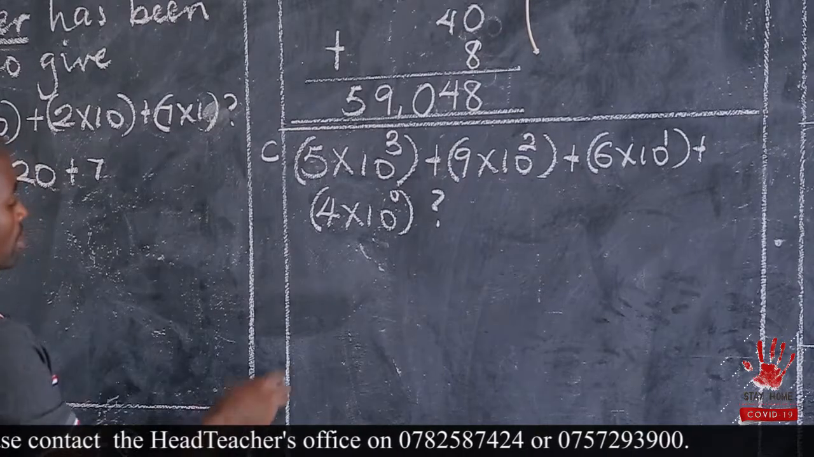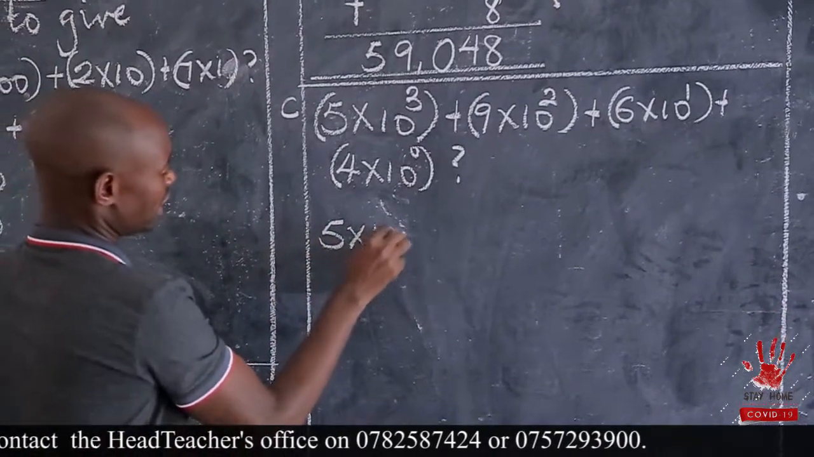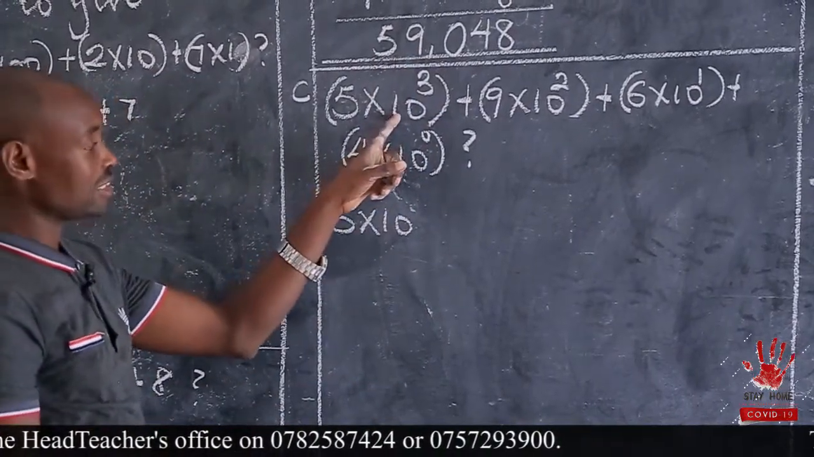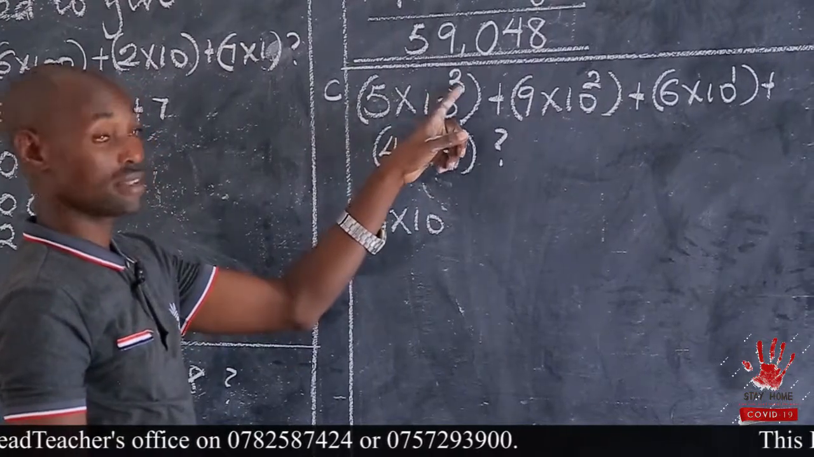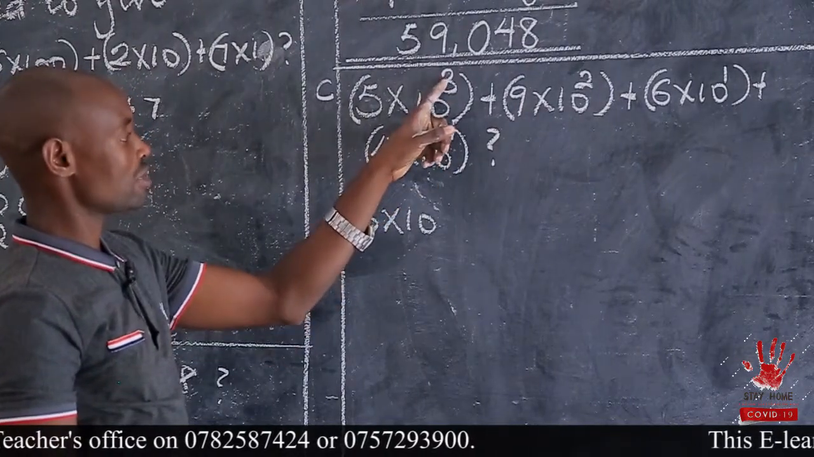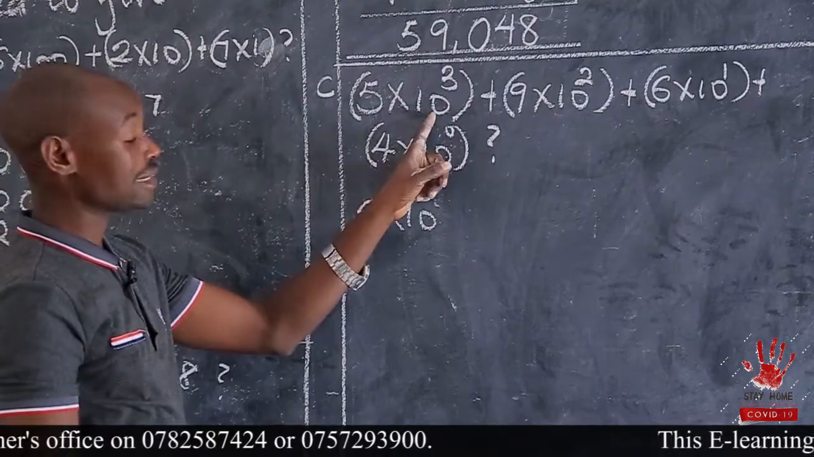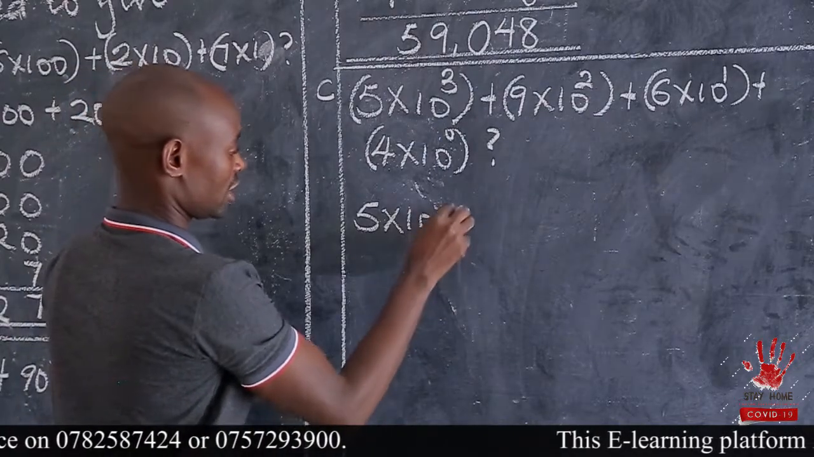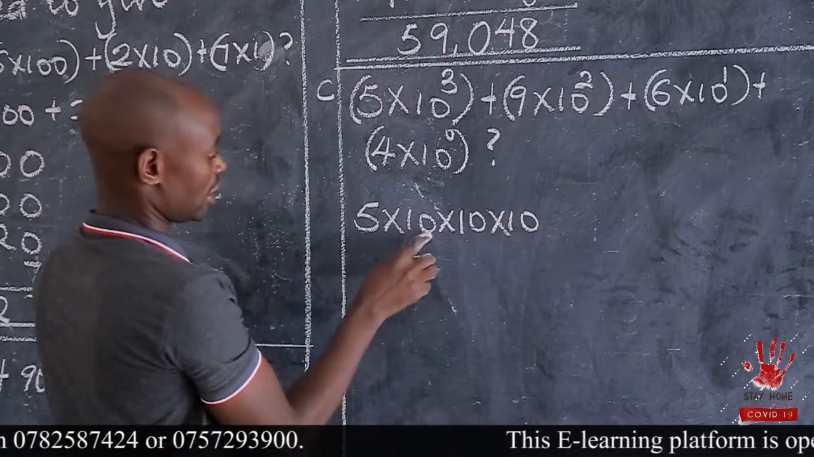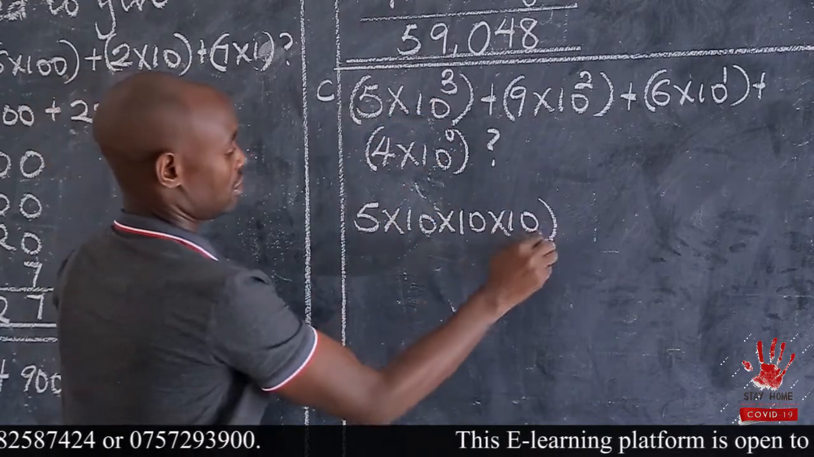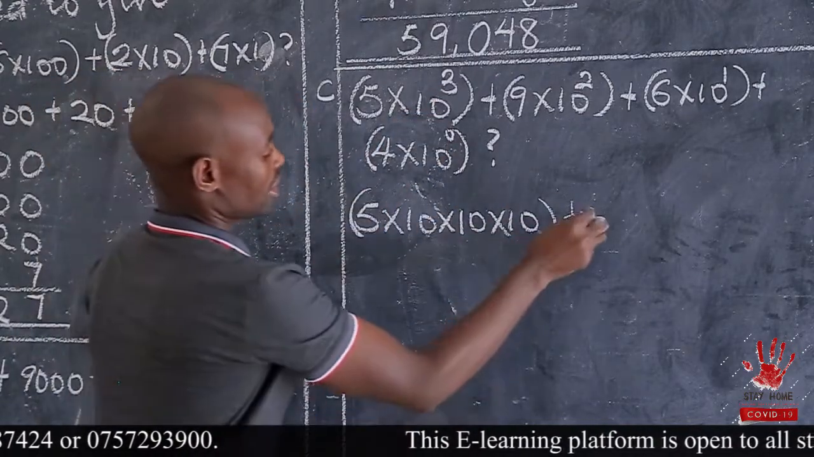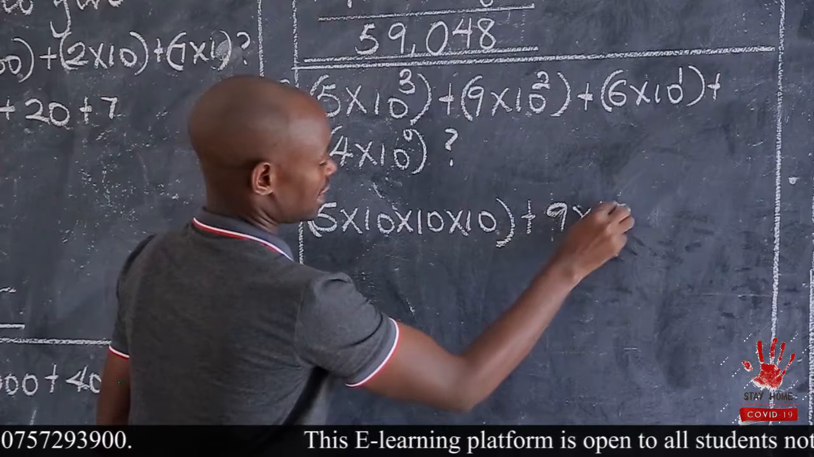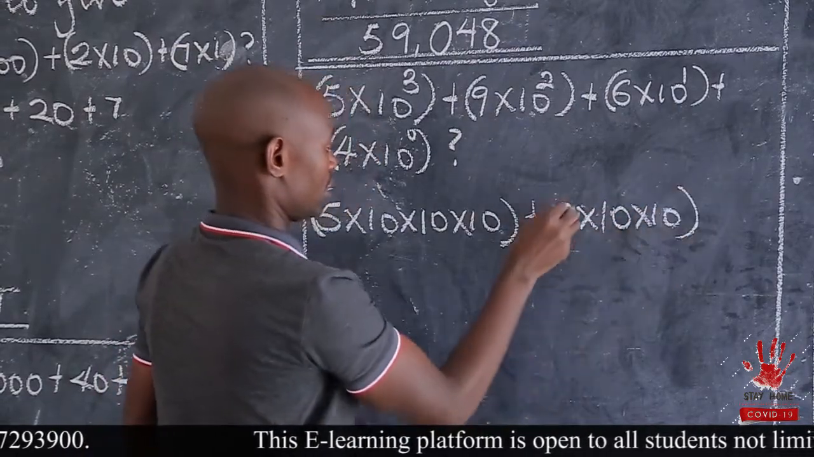So what do we do? 5 times 10 to power 3. When I say 10 to power 3, it means 10 should be multiplied by itself 3 times. So 10 to power 3 means 10 times 10 times 10. 1, 2, 3. Okay? Plus 9 times 10 to power 2 means 10 times 10. 1, 2.